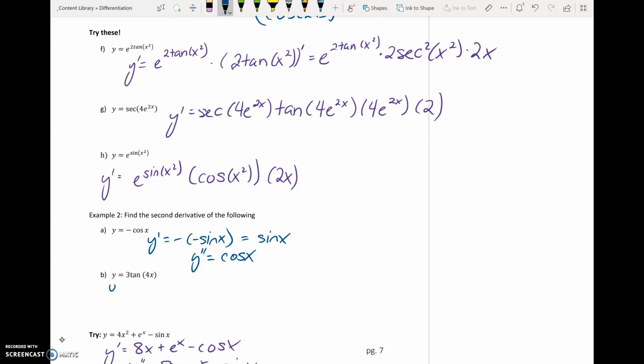Let's do this with b. I'm going to use our chain rule here. Derivative of tan is secant squared, and then leave the 4x alone. Then we'll take the derivative of 4x, which is 4. I'm just going to simplify this a bit.